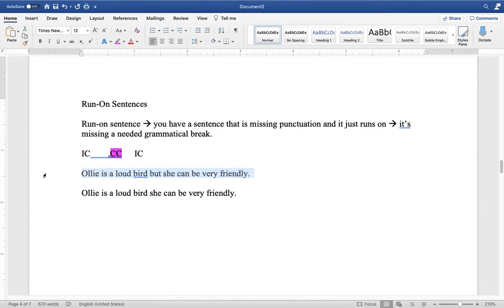So this is grammatically incorrect because if we look at our subjects and our complete thoughts, or our independent clauses, we have Ali is a loud bird. That's our first complete thought, and she can be very friendly. Those are both complete thoughts, both independent clauses. We have our coordinating conjunction but, and we're missing a comma, right? So as soon as we put in that comma, that blue line goes away.